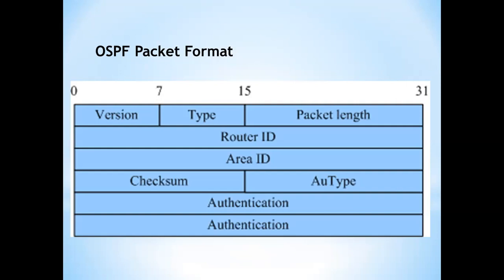Next is authentication. This 64-bit field is the actual value of the authentication data. In the future, when more authentication types are defined, this field will contain the result of the authentication calculation. For now, if the authentication type is 0, the field is filled with 0, and if the type is 1, then the field carries the 8-character password.